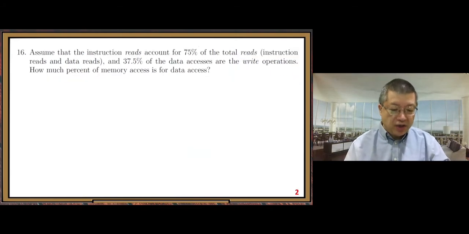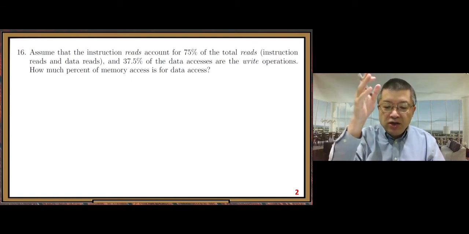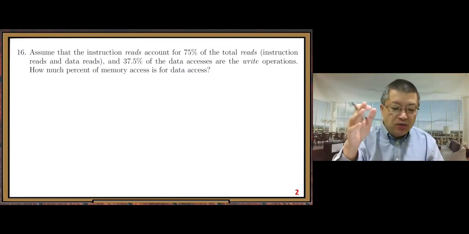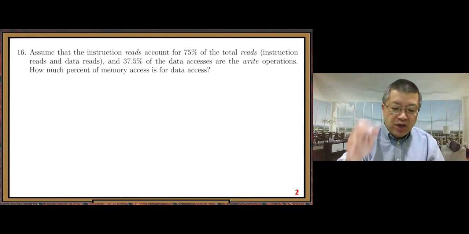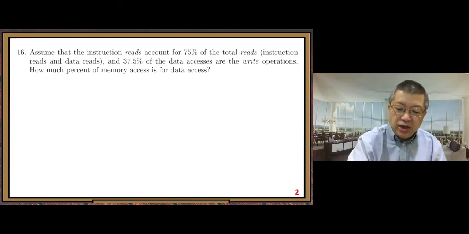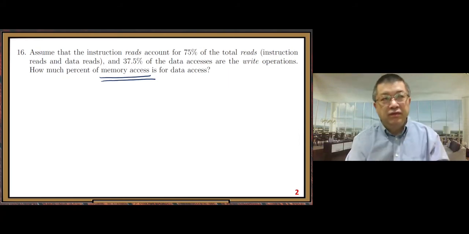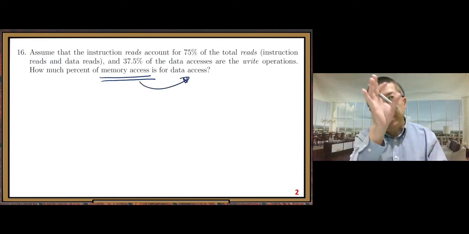The next question, number 16. Assume that instruction reads account for 75% of the total reads, instruction reads and data reads, and 75% of the data accesses are write operations. What percent of memory accesses is for data accesses? A certain percentage of memory accesses corresponds to data accesses, so we need to calculate that part.